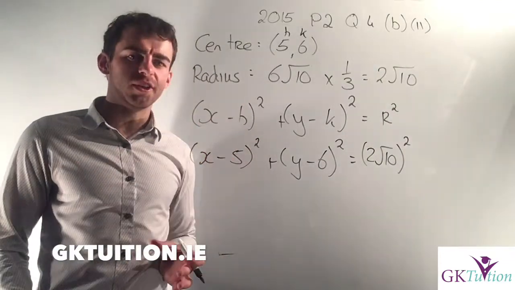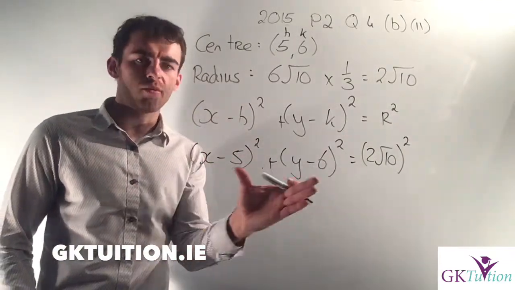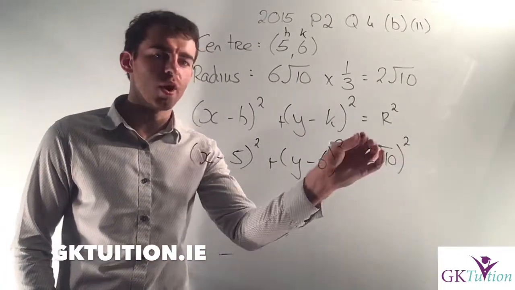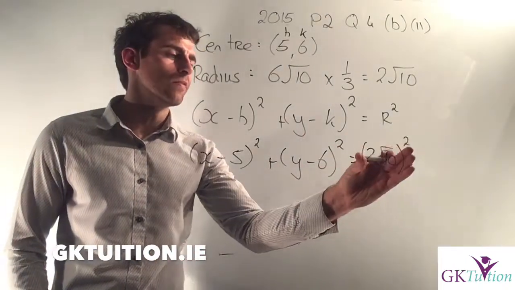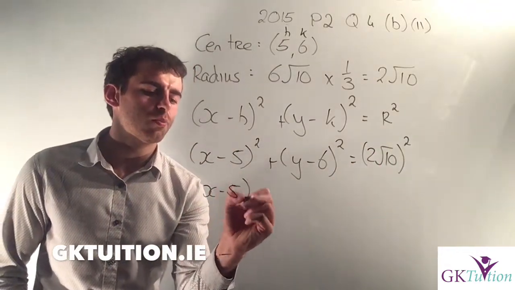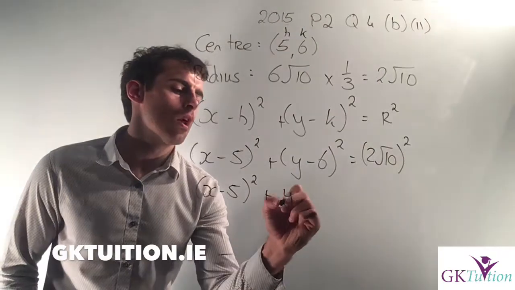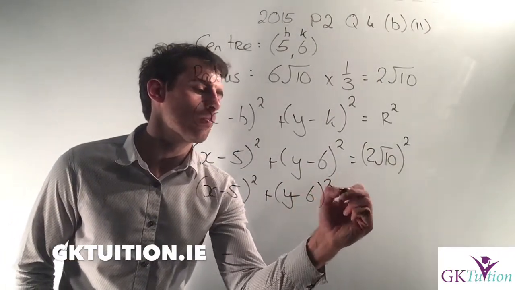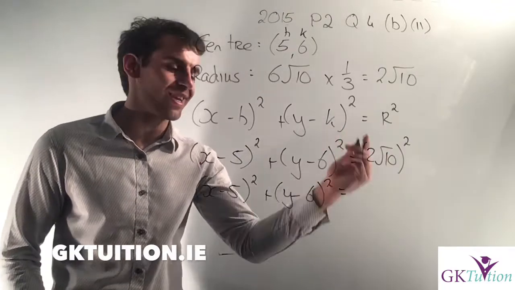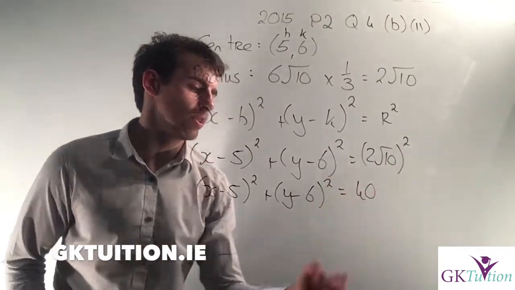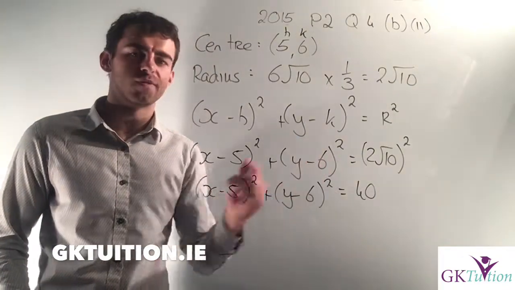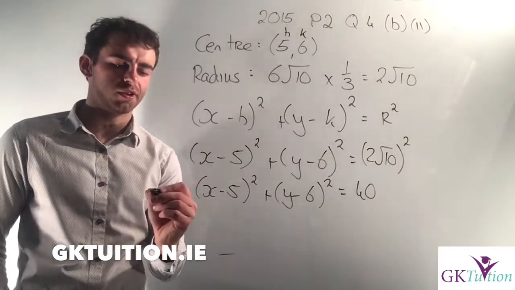Now, when you're asked to find the equation of a circle, you're not required to multiply out the left-hand side, but you are required to square the radius. So you're not fully finished until I square the right-hand side. So my final answer in this case would be x minus 5 squared plus y minus 6 squared, and 2 squared is 4, root 10 squared is 10, so this just works out as 40. So my final answer is x minus 5 squared plus y minus 6 squared equals 40. It's the equation of my circle C.